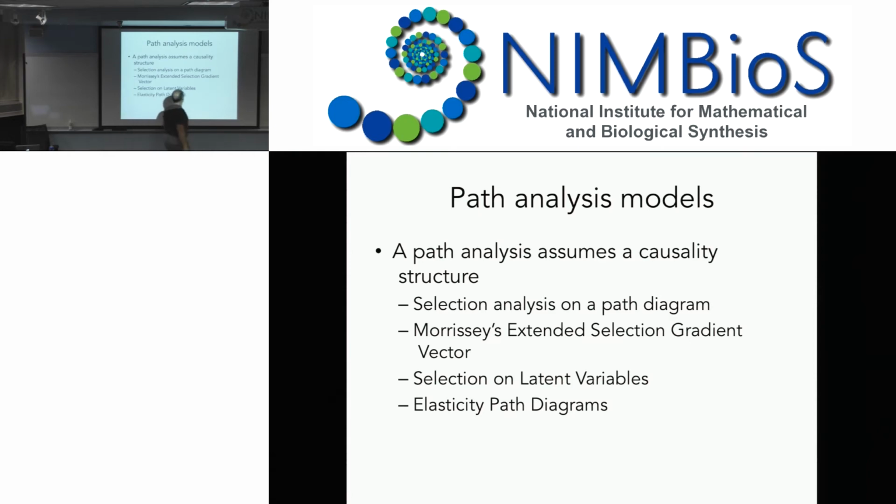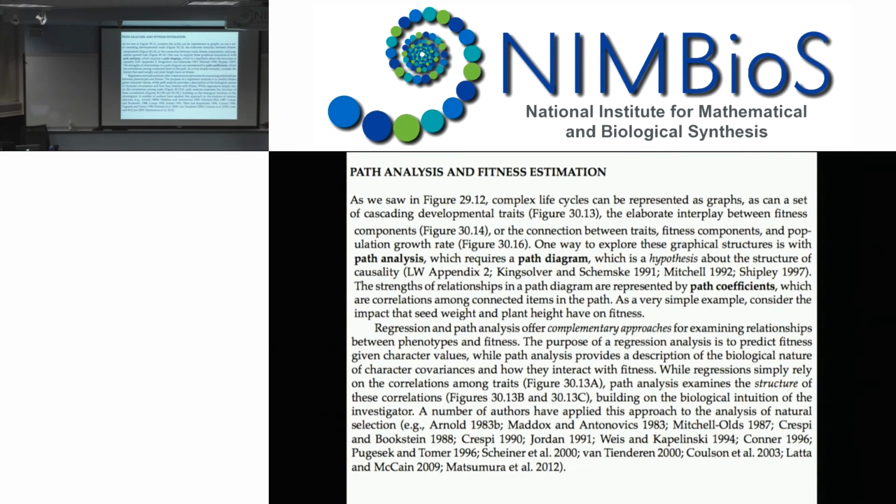So I want to end by talking about path analysis. Path analysis is essentially a model of assumed causality. If that model of causality is good, you have a lot more inference. If that model of causality is bad, you've got a lot lower inference. So path analysis assumes a causality structure. I want to talk about if I have a path, and basically trait 1 affects trait 2 and trait 2 affects fitness, that sort of thing. I'll give examples. I'll talk about selection analysis on the path diagram. We'll talk about Morrissey's extended selection gradient vector, selection on latent variables, and elastic path diagrams.